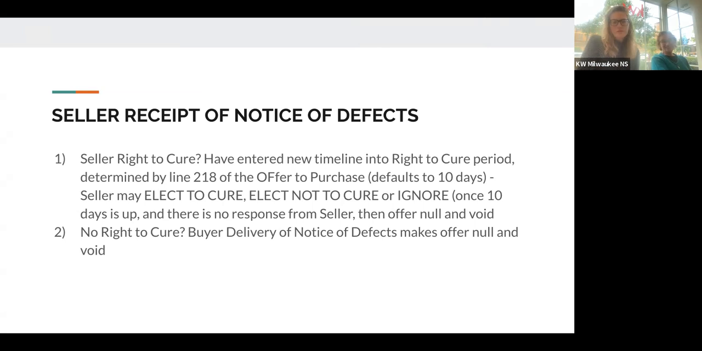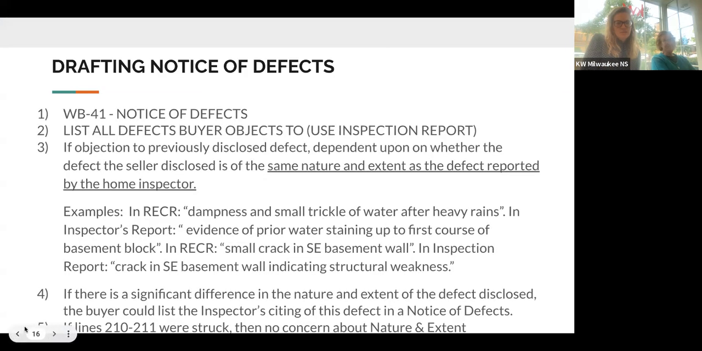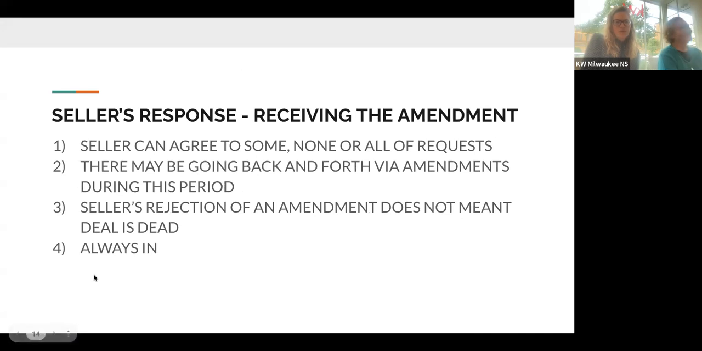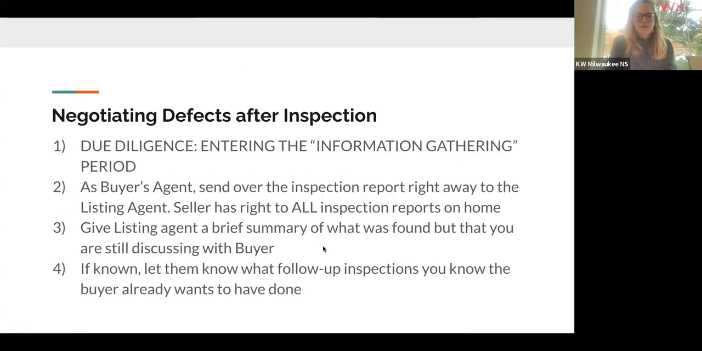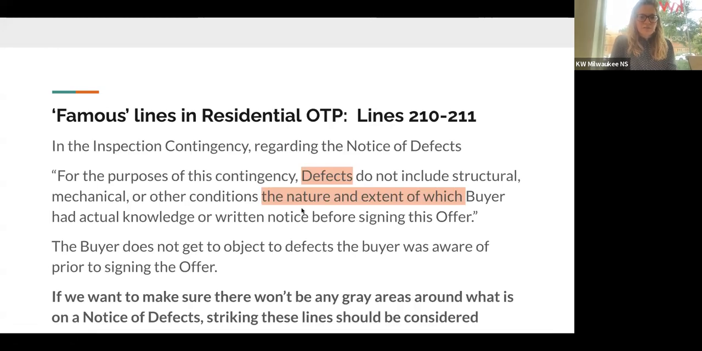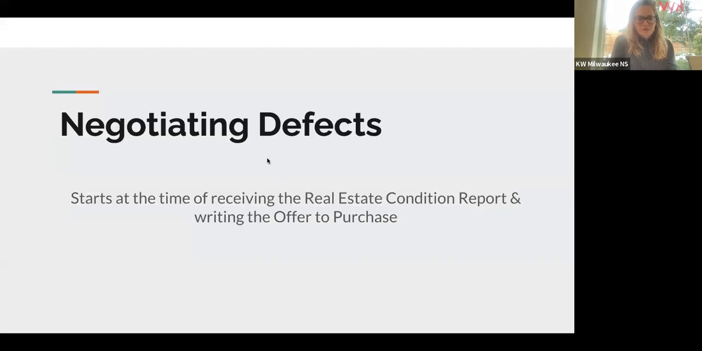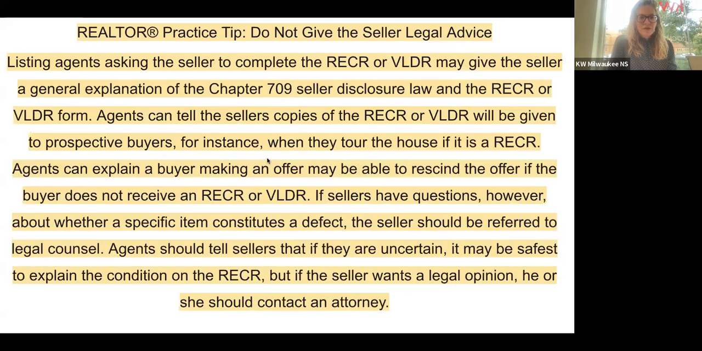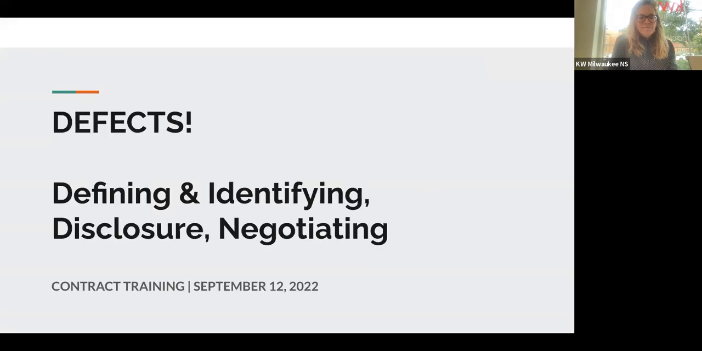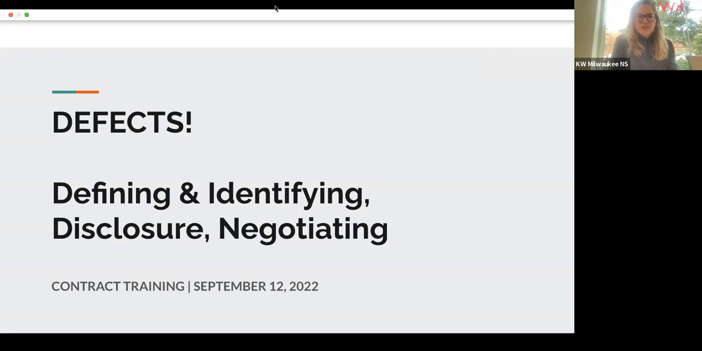Depending on how they receive that amendment or that notice of defects, what the seller wants to do with it determines where we go from here. So I'm going to stop share here.